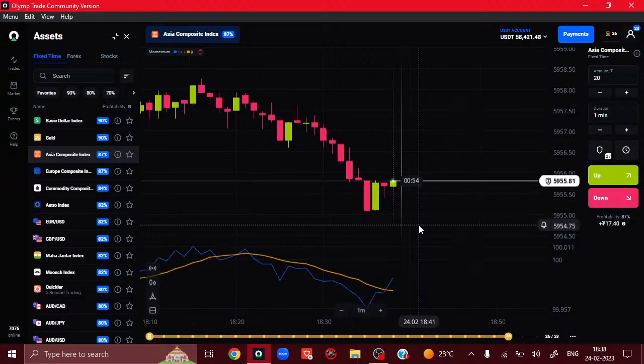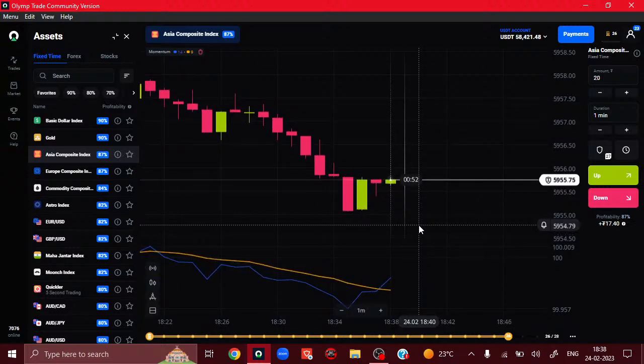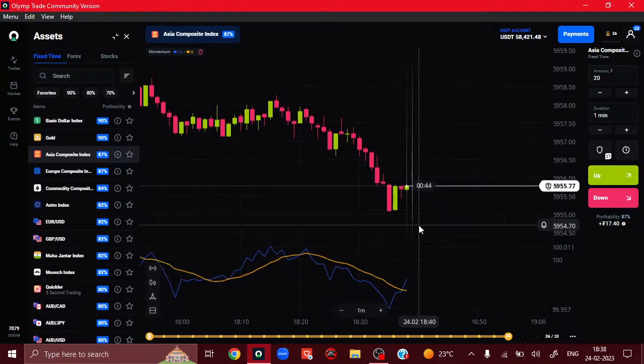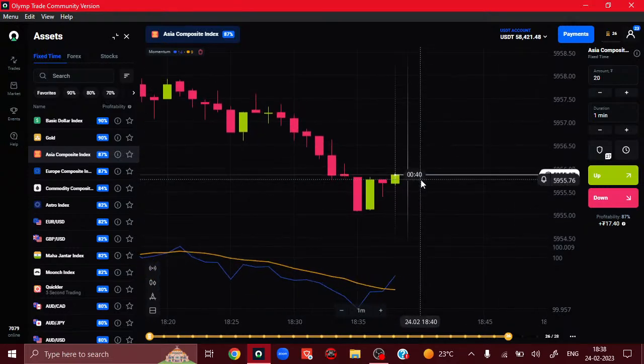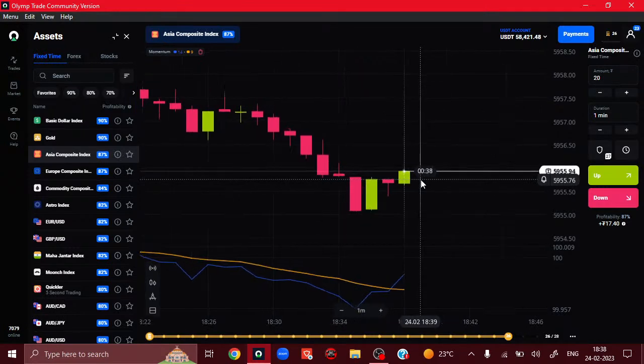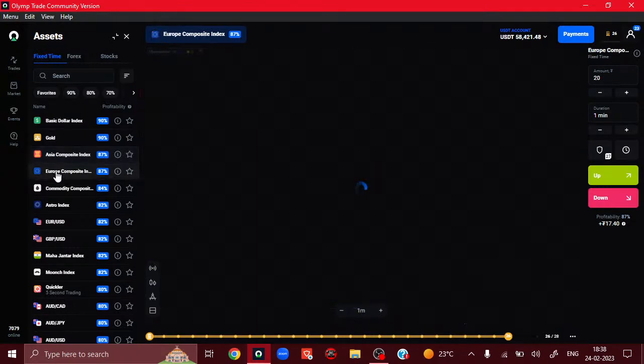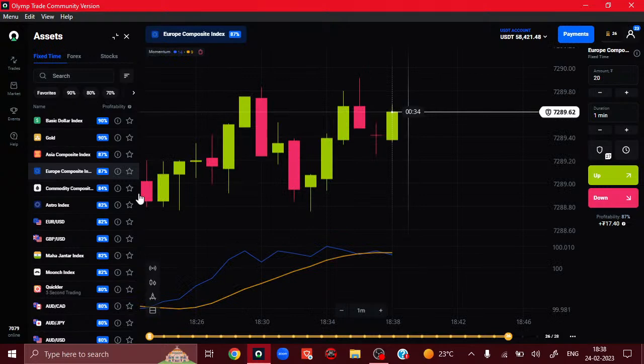For example, here we can see that the yellow line has intersected the blue line in the downward direction. So we may enter a trade in the downward direction here, and we can keep the time frame from 1 to 3 minutes. But right now a green candle is showing on the chart, so let us wait.